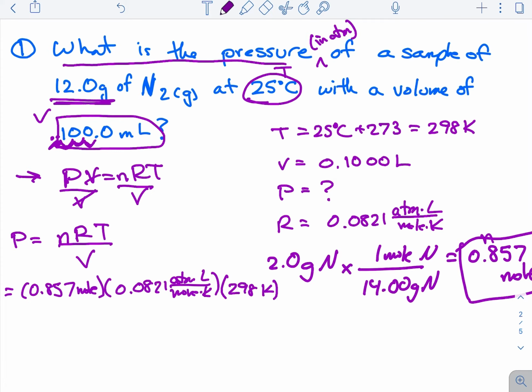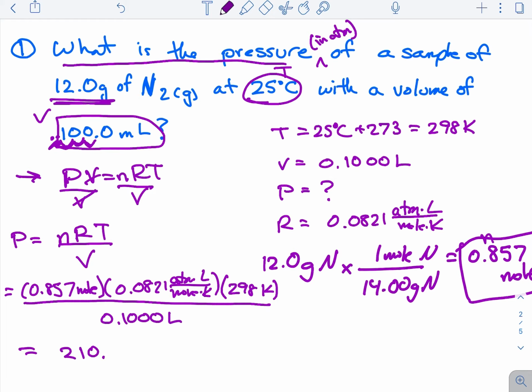So 298 Kelvin, that's a 12 back up there. And the volume is 0.1000 liters. All right, so we finally get to crunch this through: 0.0857 times 0.0821 times 298 divided by 0.1. That comes out to a pressure of, oh, this is annoying, 210, but I need 3 significant digits, so like that.